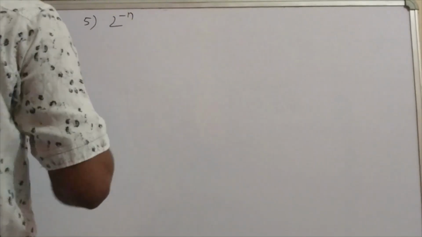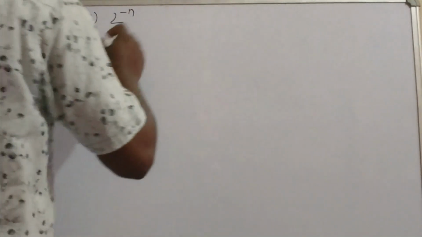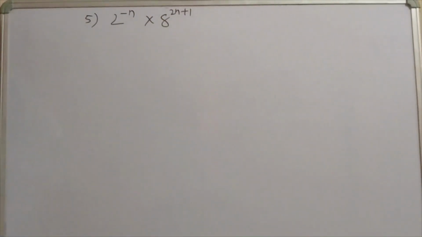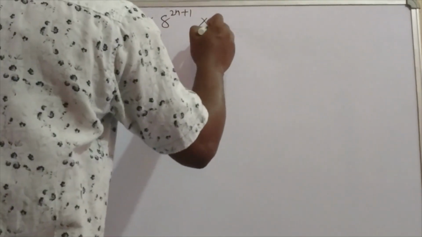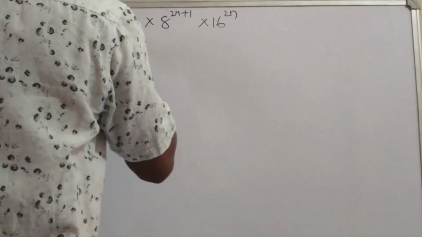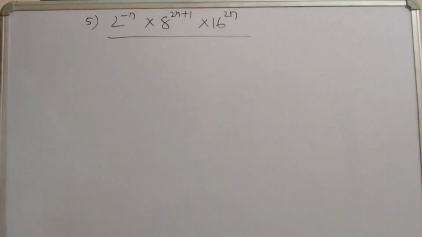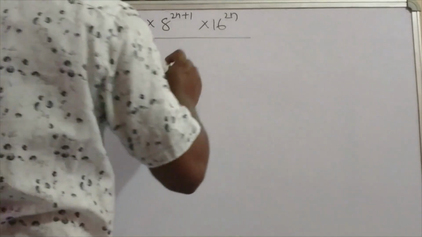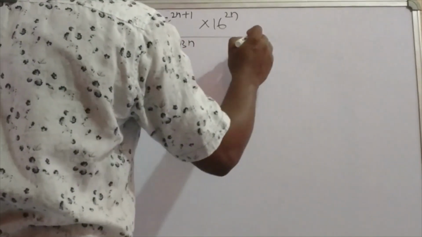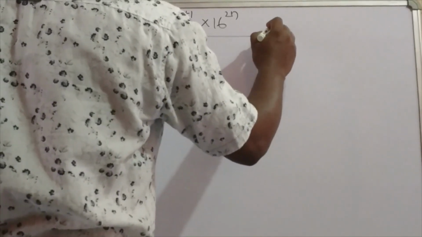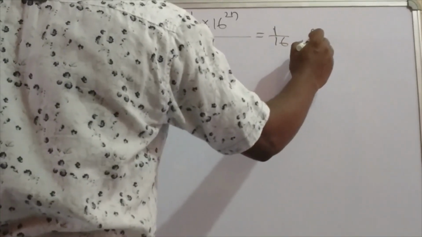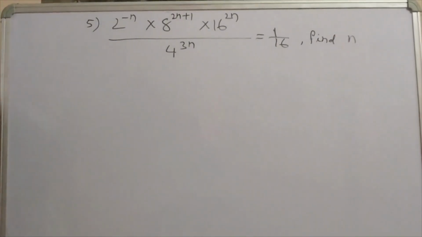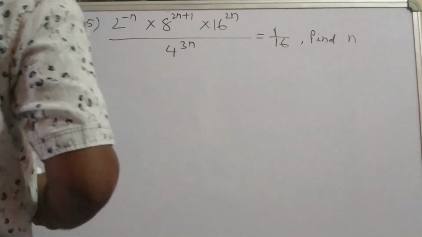Question number 5. 2 to the power minus n into 8 to the power 2n plus 1 into 16 to the power 2n divided by 4 to the power 3n is equal to 1 by 16. This is another type of problem. If this is given with n, the question is to find the value of n.